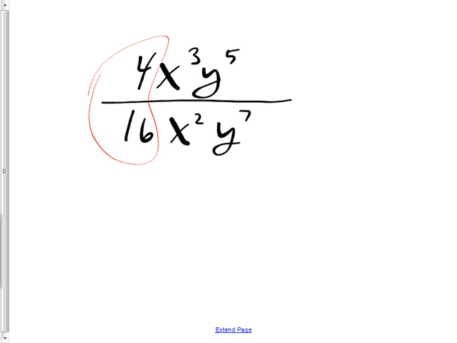Because the numbers can only go with numbers. You can't simplify a 4 and an x. They can't go together. But I can take a 4 and a 16 and simplify that. What's that make? 1/4. Next, I'm going to simplify my x's. Only the x's can go with other x's, and so what does that part make?